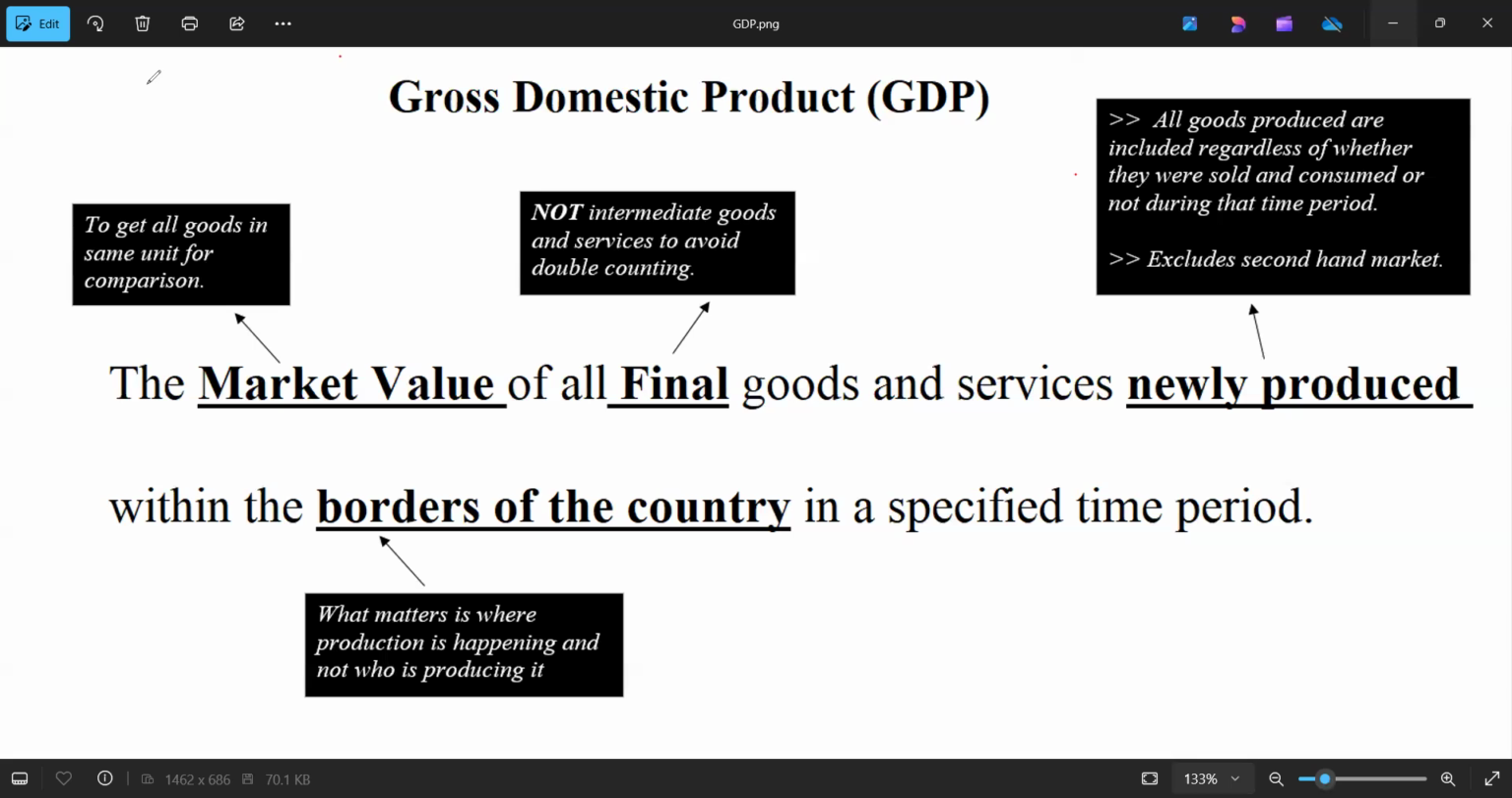So this means that all those goods and services that are produced by foreigners working in your country are included as part of your country's GDP. But goods and services that are produced by your nationals working abroad are not included as part of your GDP. It will be included in the GDP of the country in which they are working. And lastly, GDP is always calculated for a specified time period, which is usually a year or a quarter.